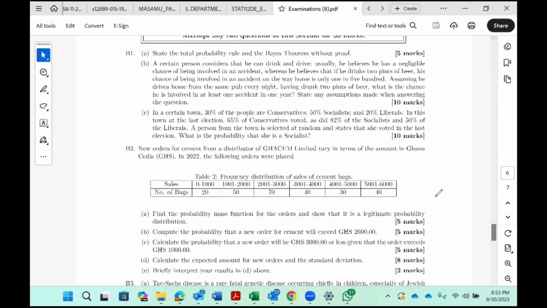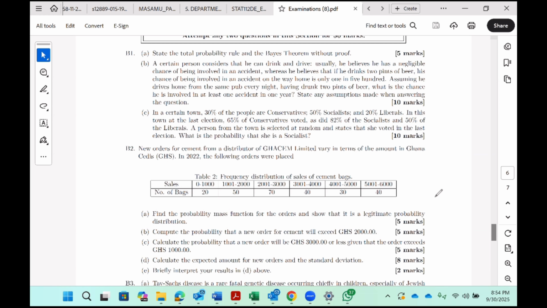Assuming he drives home from the same pub every night, having drunk 2 pints of beer, what is the chance he is involved in at least one accident in 1 year? State the assumption made. So in 1 year, he goes home every night and drinks 2 pints. You do that every day, so they have given the whole year. How many nights would that be?